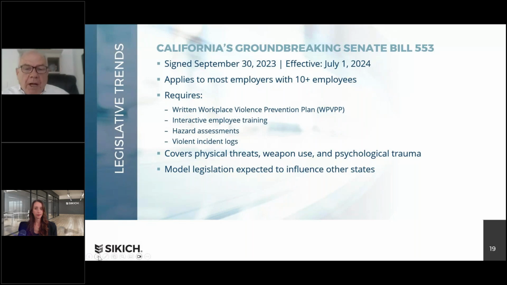So it's really a model legislation. We've picked up several clients implementing workplace violence prevention programs to be compliant with California OSHA. And in our experience, California is really progressive and other folks will follow. As we walk through the other state examples, keep in mind how this legislation is now setting a precedent across the nation.